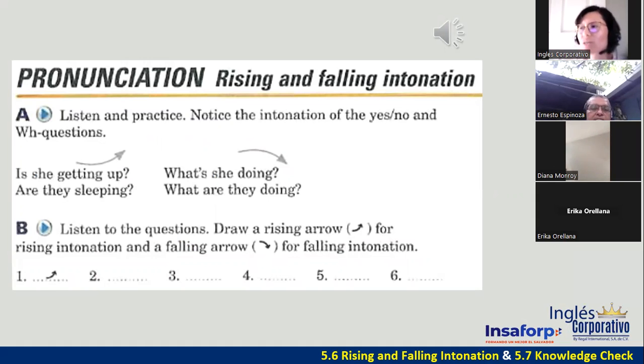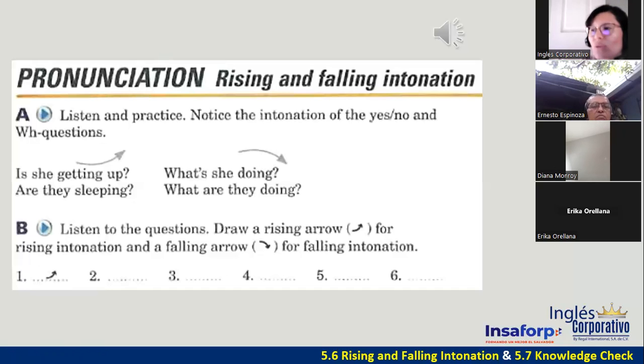Notice the intonation of the yes, no, and WH questions. Hmm. O sea, teacher, que tenemos diferencia de cómo pronunciamos las preguntas de sí, no, y las preguntas de información, es correcto, ¿verdad? Cuando yo digo rising and falling intonation, estoy hablando del pitch. ¿Y qué es el pitch, teacher? Pitch es la entonación, ¿verdad? O donde yo pongo la fuerza de voz en ciertas palabras cuando yo estoy conversando.